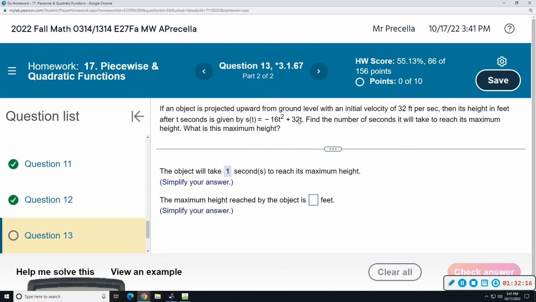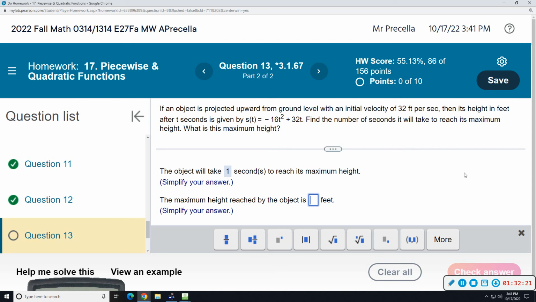Negative 16 plus 32. What am I going to type in here? 16. So it's not going very high up based on this function. Whatever thing it's being projected up or being thrown up in the air, after 1 second, it's 16 feet up in the air, and then it starts falling down. Okay? Oh, let me check it.